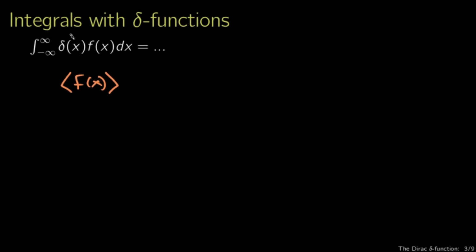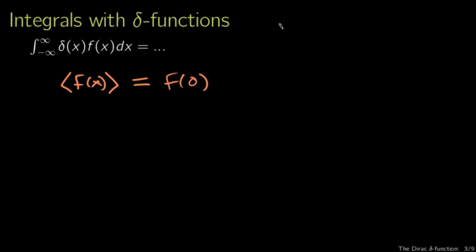Now, since the delta function has absolutely no support over any values of x other than x equals 0, essentially what this is telling you is the expected value of f of x, where the only region that we care about is the area very near 0. So this just gives us f of 0.